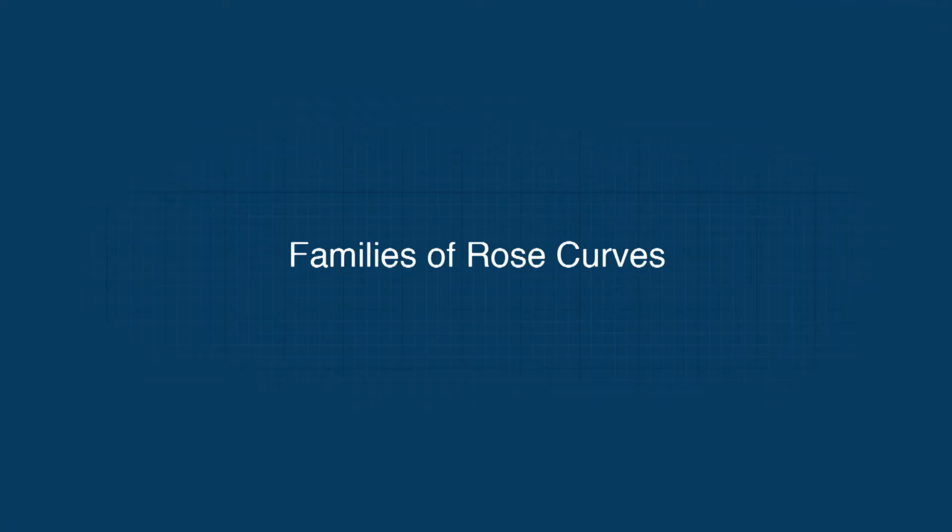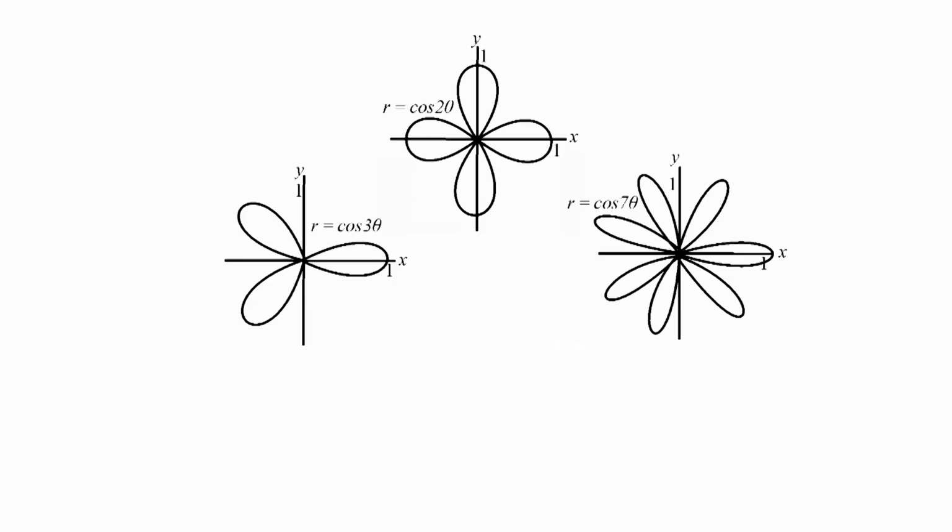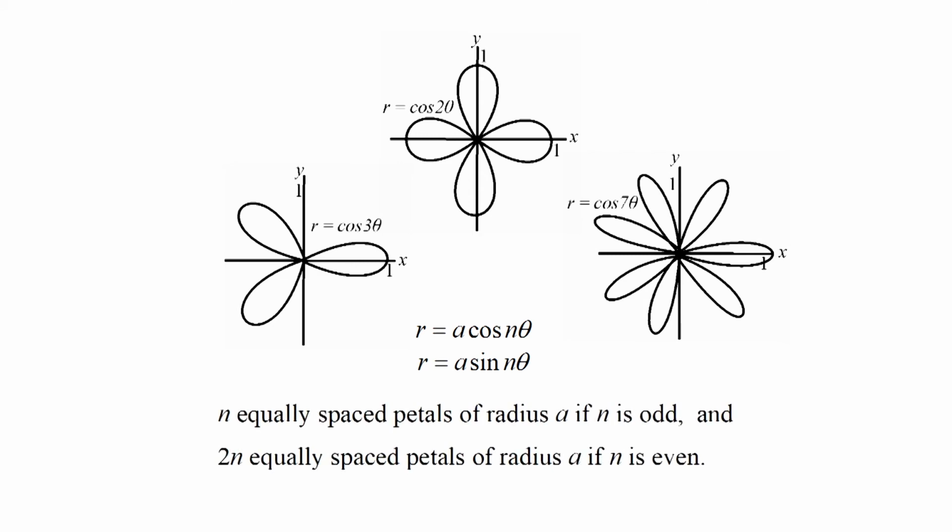We now discuss families of rose curves. In polar coordinates, if a > 0 and n is a positive integer, then equations of the form r = a cos nθ and r = a sin nθ represent families of flower-shaped curves called roses. The rose consists of n equally spaced petals of radius a if n is odd, and 2n equally spaced petals of radius a if n is even.